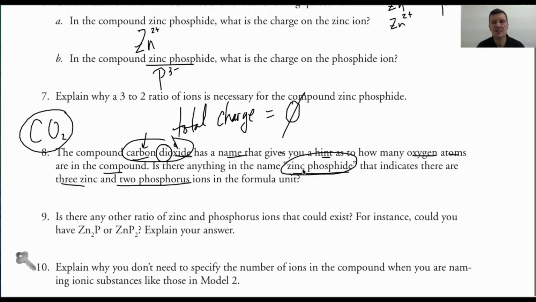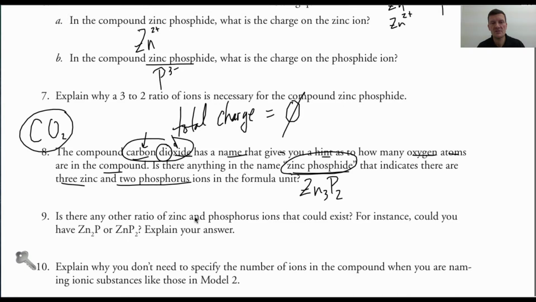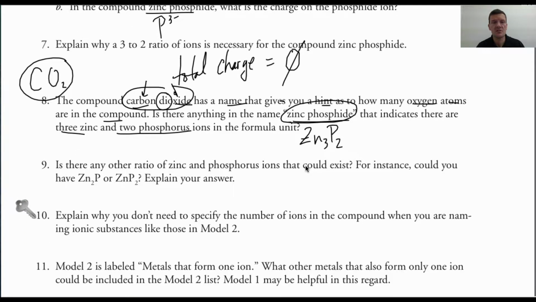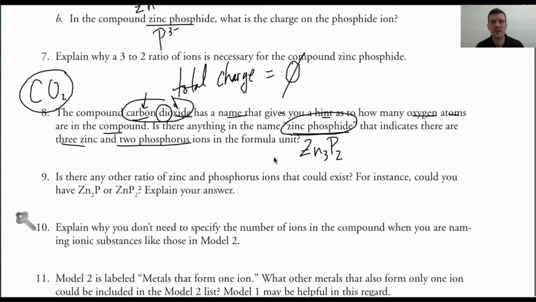So that's why I know zinc phosphide. I don't need to have any prefixes for zinc phosphide because I know zinc is a +2 and phosphorus is a -3. So I need 3 zinc and 2 phosphorus to make my compound neutral, and the name of it is going to be zinc phosphide. Is there any other ratio of zinc and phosphorus ions that could exist? Could you have Zn2P or ZnP2? No, you can't. Remember, we're always simplifying this. So this is the only ratio in the simplest.